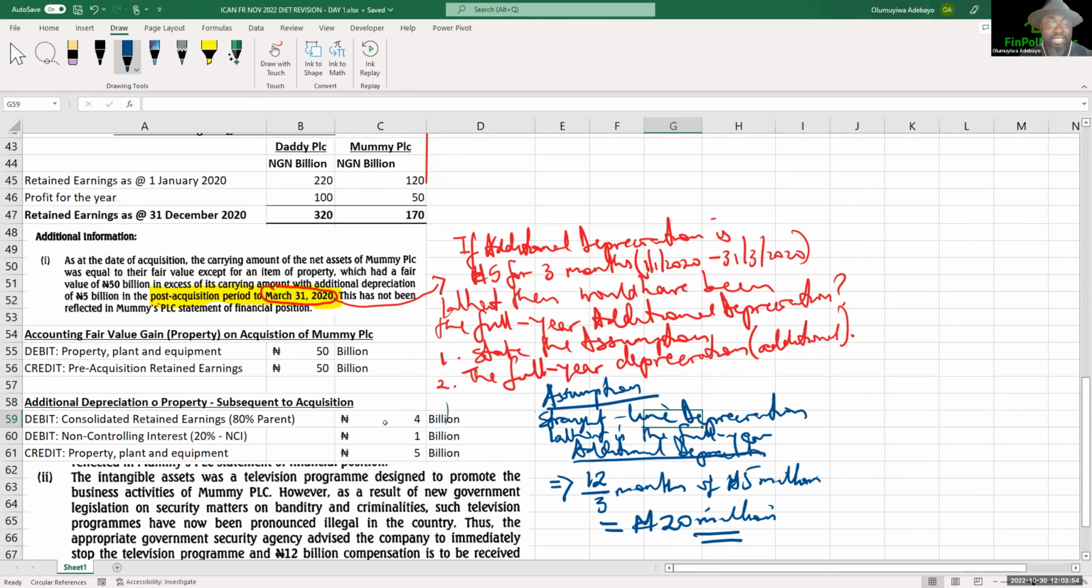Therefore, what that means is to come here to change this. And the beauty of the model is that once you come here to change it, which is 5 times 12 divided by 3, it gives us 20 and it updates everything. Does that make sense now? That is that.